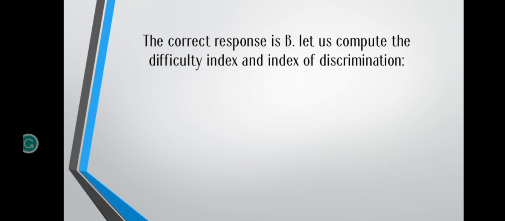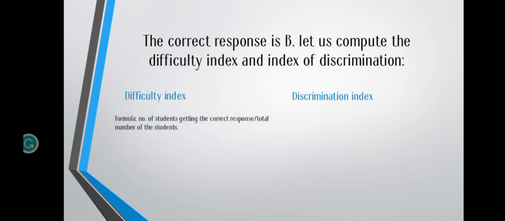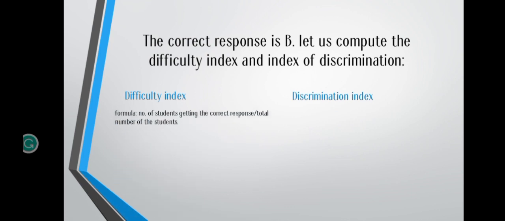Let us compute the difficulty index and index of discrimination. Gagamitin natin itong example na ito para makuha natin yung difficulty index and index of discrimination. Unahin natin yung difficulty index. Ang formula ay number of the students getting the correct response, mga nakakuha ng tamang sagot, divided by total number of the students, kung ilan yung estudyante.